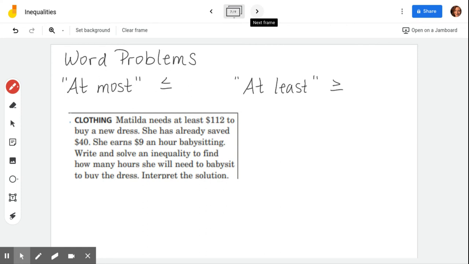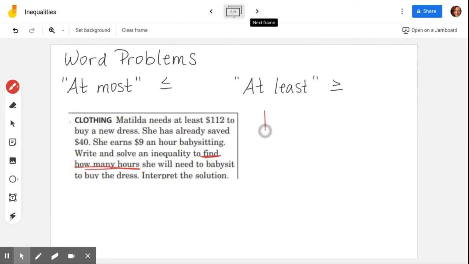With equations, usually you'll see just "is" for equals. Now we need to think about things like "at most" and "at least" and what those mean in the context of our problem. This says Matilda needs at least $112 to buy a new dress. She has already saved $40. She earns $9 an hour babysitting. Write and solve an inequality to find how many hours she will need to babysit to buy the dress. Interpret the solution.